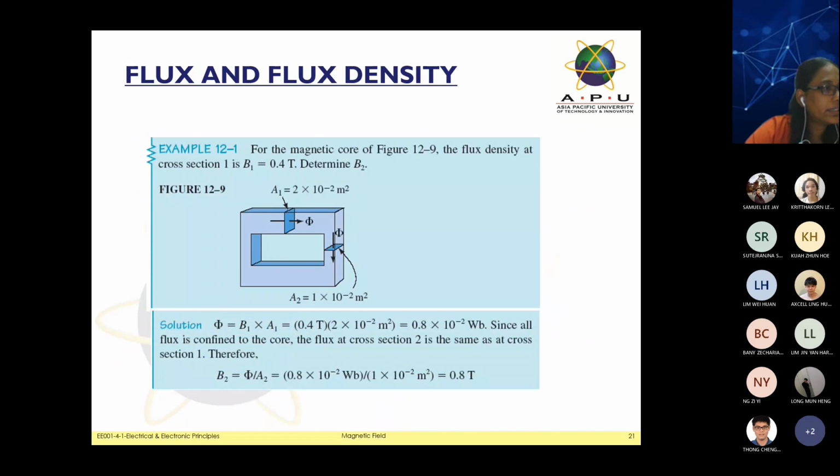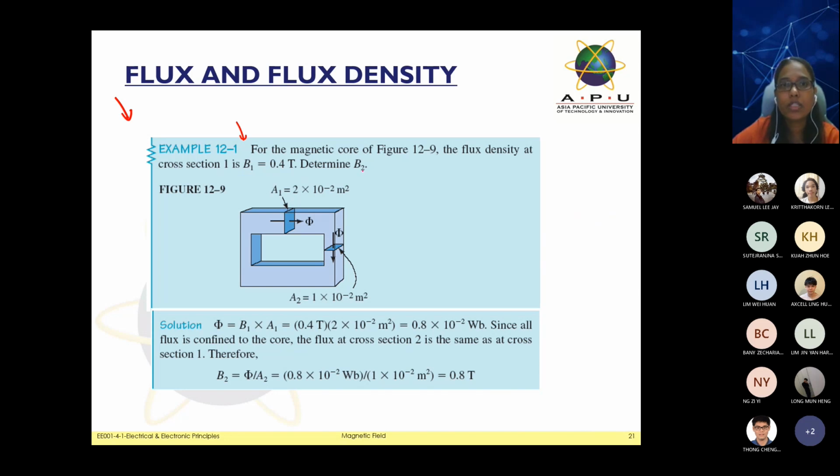Okay, I think we take a 10 minute break, but before we take the break, we go on with the first of the examples here. Have a look at this part. On this diagram, let me read this first. For the magnetic core in this figure, the flux density at cross section 1 is B1 equals 0.4.